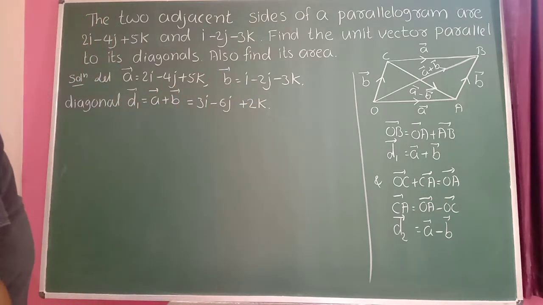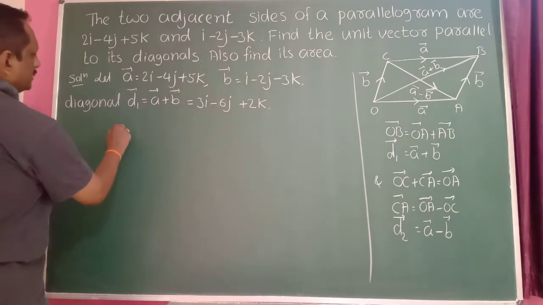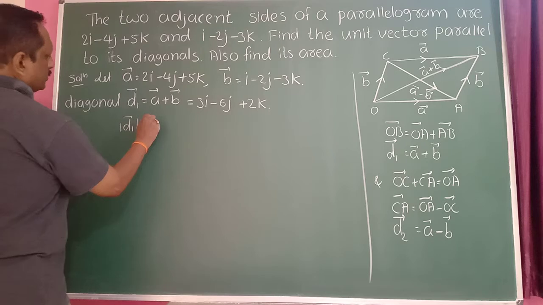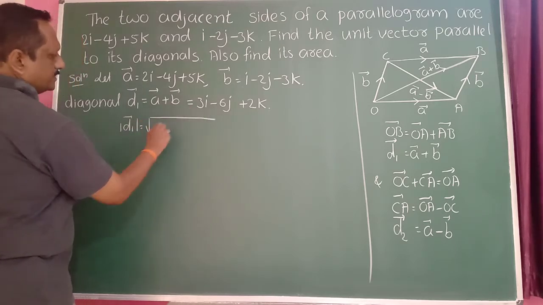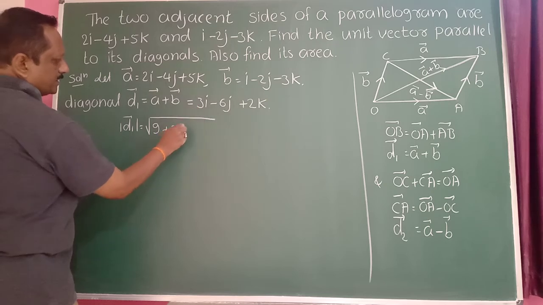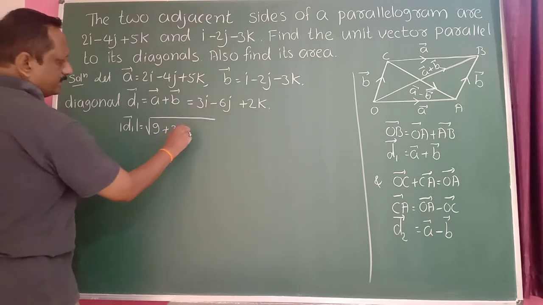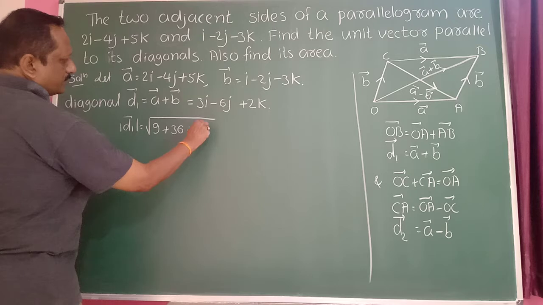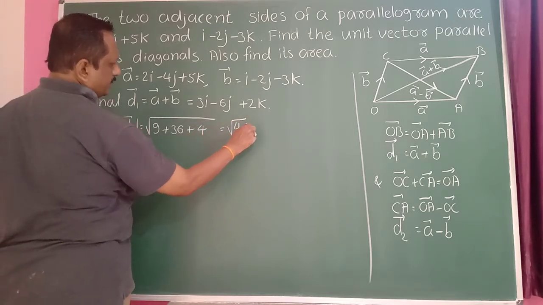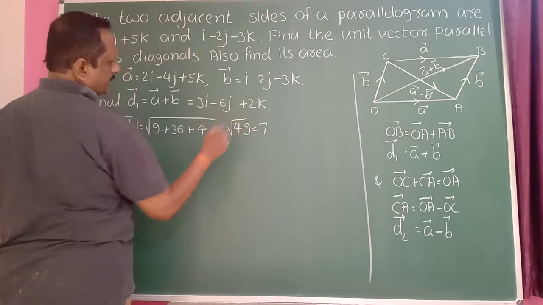Now find its modulus. So modulus of D1 bar is equal to root of 3 square, which is 9, plus 6 square, which is 36, plus 2 square, which is 4. Therefore, root of 49, the square root of 49 is 7.